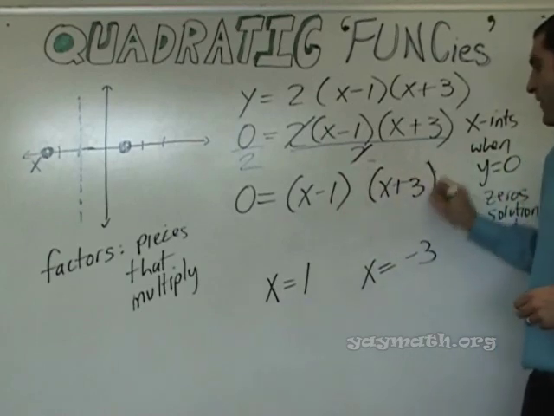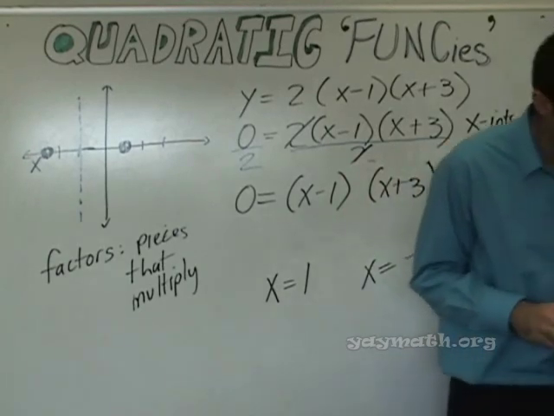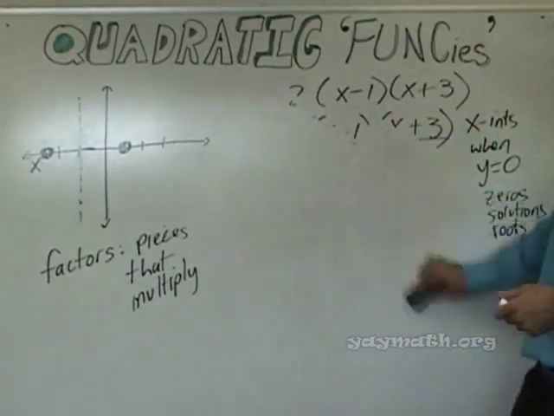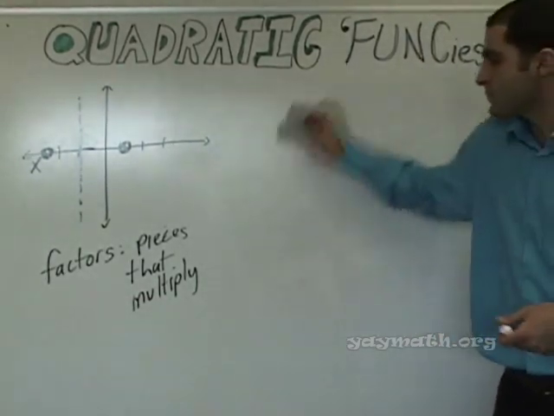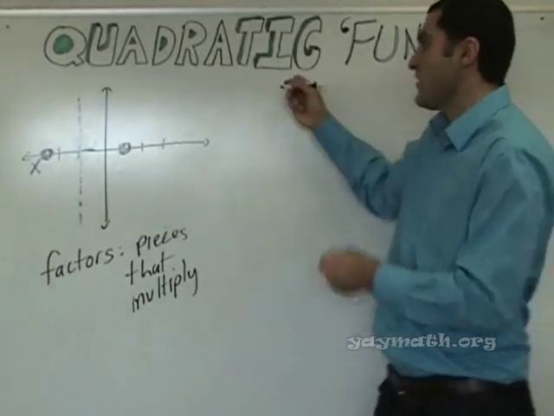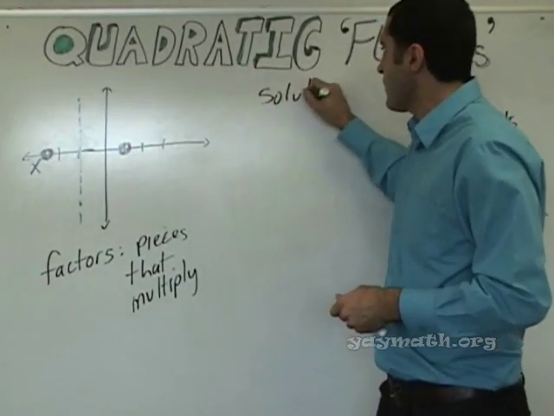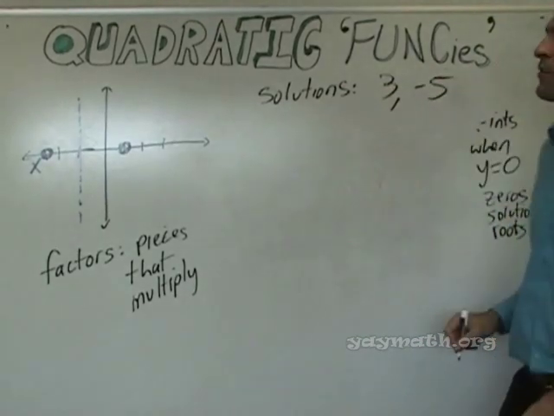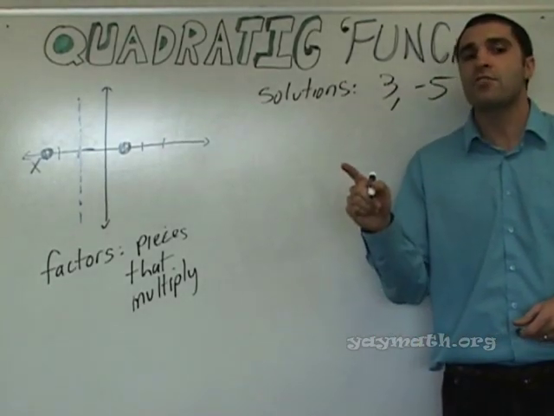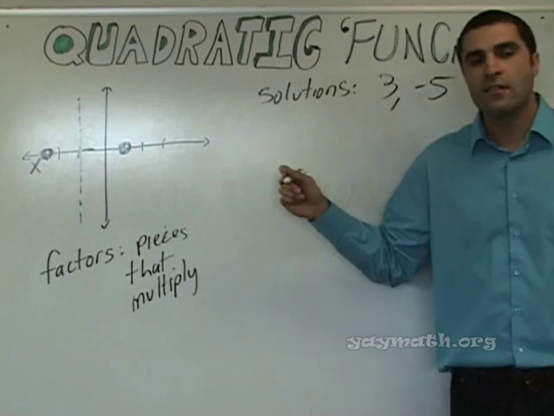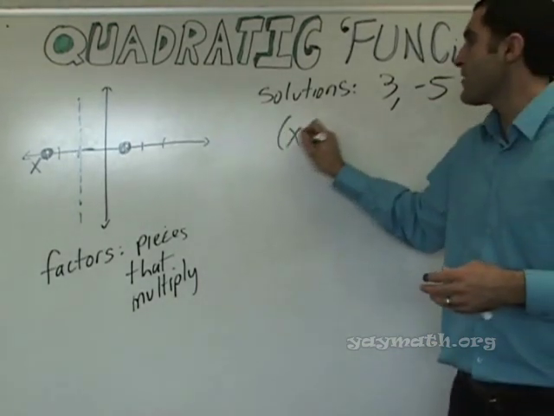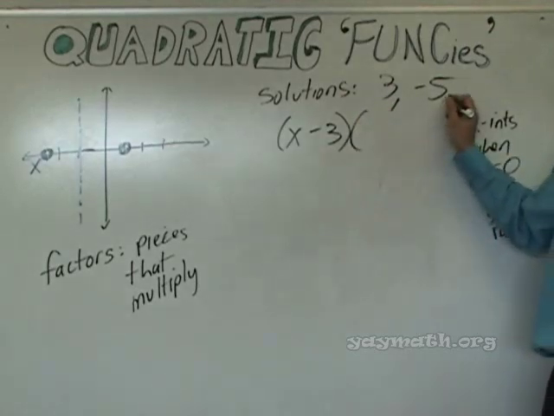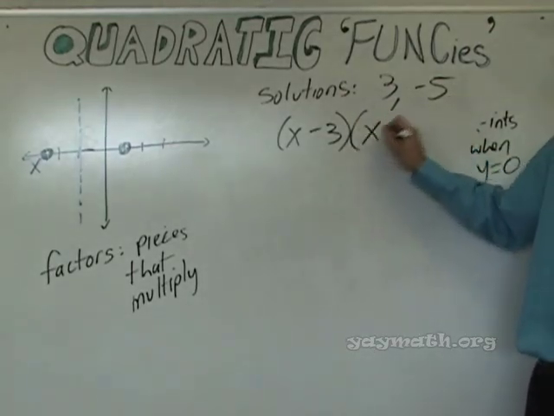Okay, on your paper you have some examples. Solutions of 3 and negative 5. I'm going to write it. Good job, you're getting it. Solutions: 3, negative 5. So what was the factor to make a solution of 3? X minus 3, equals 0, times x plus 5 for the second solution.